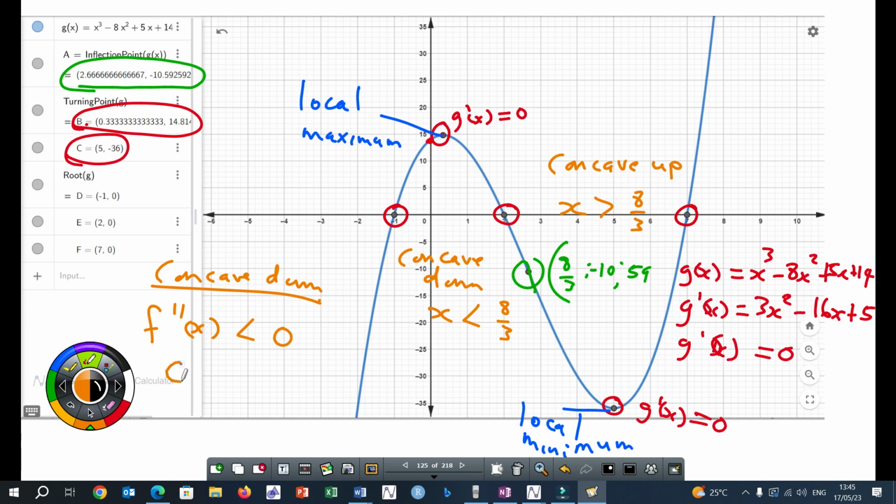Right? Then, when it's concave up, the graph is happy. So, our second derivative will be what? Positive. So, get your second derivative, plug it in there, simplify.